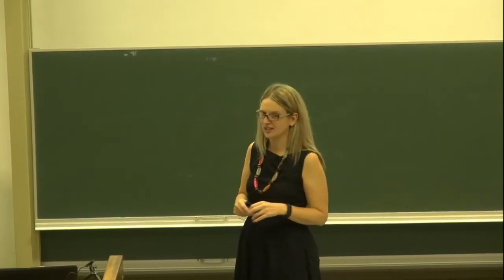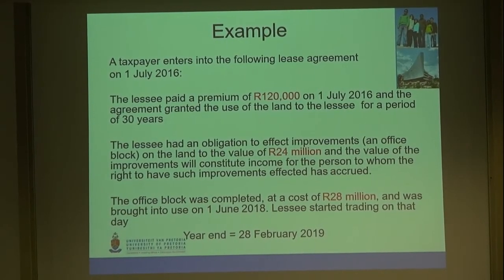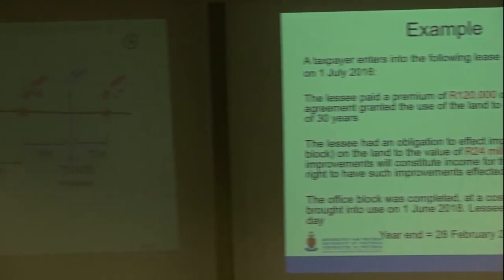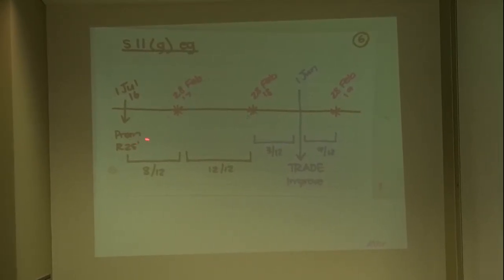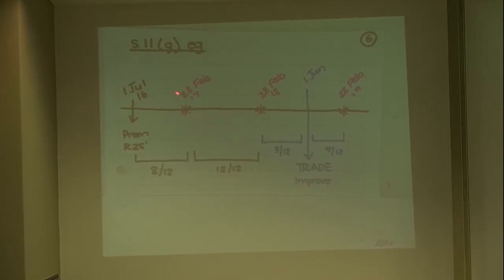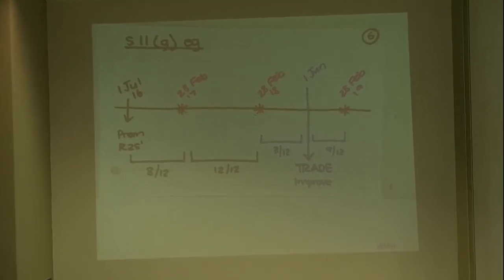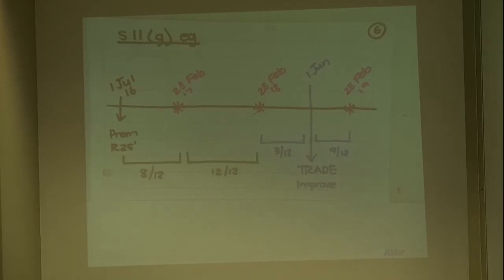Okay, so again, I've drawn myself a bit of a picture. We've got the lease premium paid here on the 1st of July 2016. Okay, and then I've put in my years of assessment, 28 Feb 17, 18, and 19. Then I also have this leasehold improvement that happens here on the 1st of June 2018, and it also is the date that I start trading. Okay, and then I just split my things here because I know I apportion.